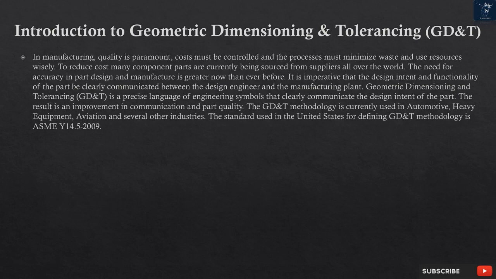It is imperative that the design intent and functionality of the part be clearly communicated between the design engineer and the manufacturing plant. Geometric Dimensioning and Tolerancing, GD&T, is a precise language of engineering symbols that clearly communicate the design intent of the part. The result is an improvement in communication and part quality. The GD&T methodology is currently used in automotive, heavy equipment, aviation and several other industries. The standard used in the United States for defining GD&T methodology is ASME Y14.5-2009.